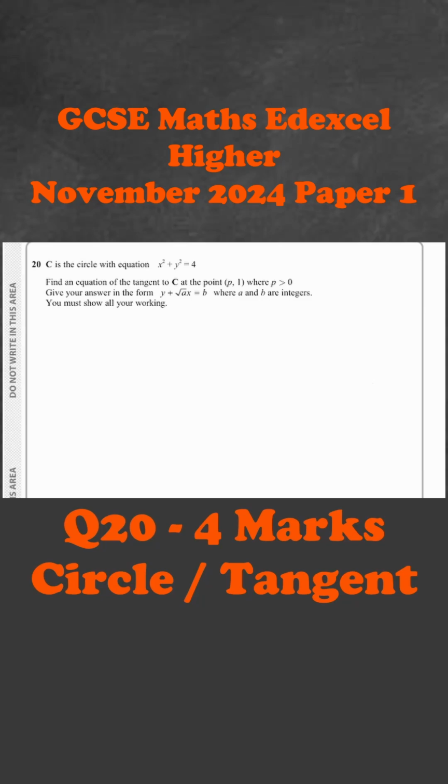Question 20. C is the circle with equation x squared plus y squared equals 4. Find an equation of the tangent to C at the point P, 1, where p is greater than 0. Give your answer in the form y plus root a x equals b, where a and b are integers. You must show all your working.